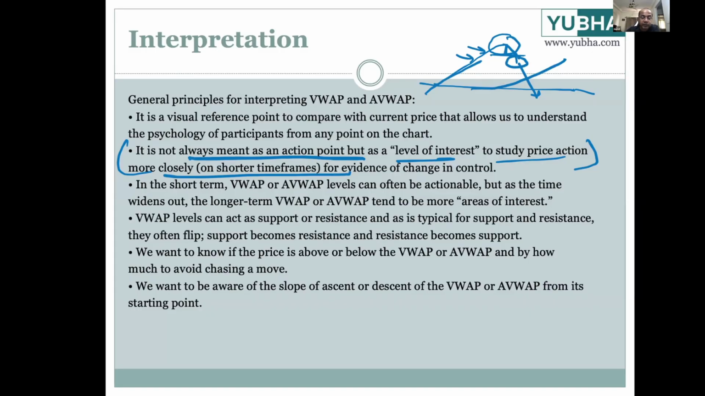VWAP, while it gives you an indication of where the buying and selling interests are, what the market participants are doing, a downward sloping VWAP can also turn up even during the day. Okay, similarly, an upward sloping VWAP can turn downwards during the day. So just make sure that you have the right trading strategy.